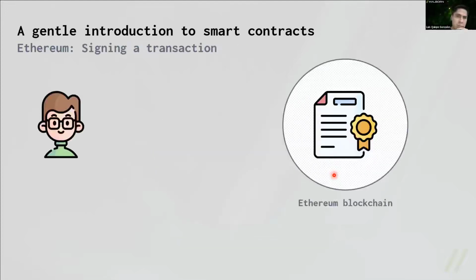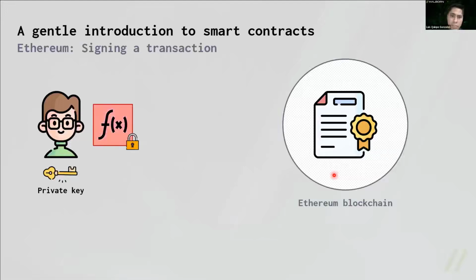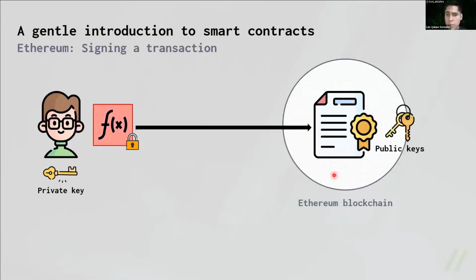Great. Okay, we have a user that wants to call a function from a smart contract. I mean, he wants to transact. And for the user to transact, he has to sign the transaction. Why? It's a way to demonstrate you are the owner of the transaction. So you need a private key. Once you sign the transaction, you send it to the network, the Ethereum blockchain. So participants can decrypt the transaction because there are public keys in the network, because they are public.